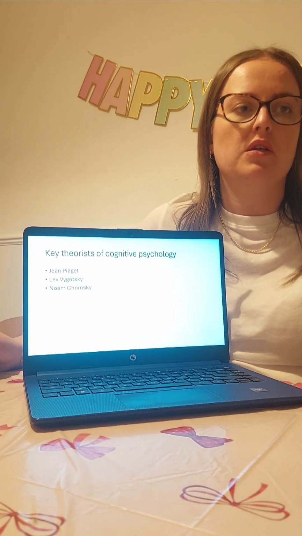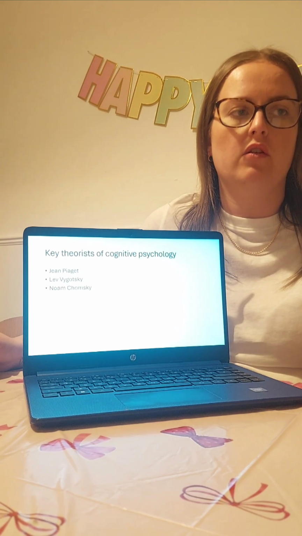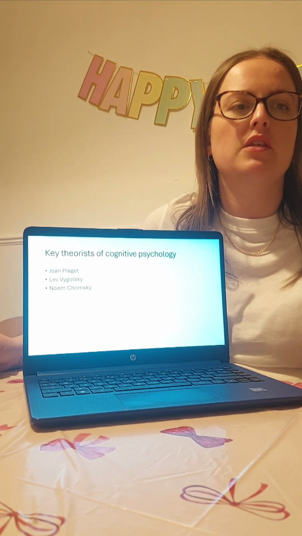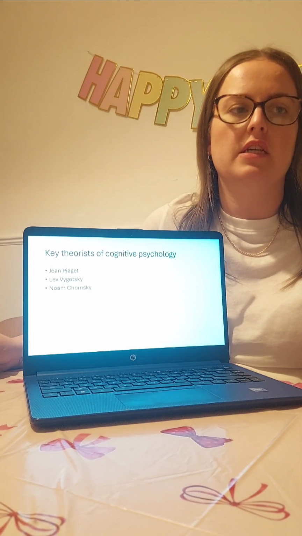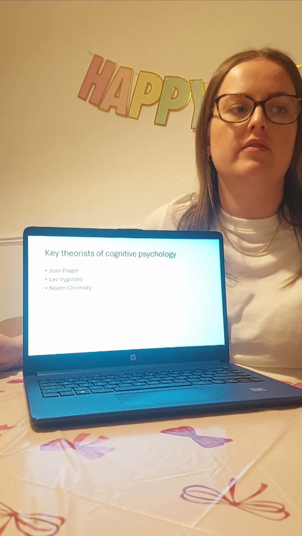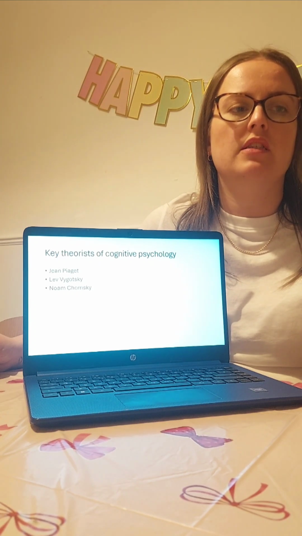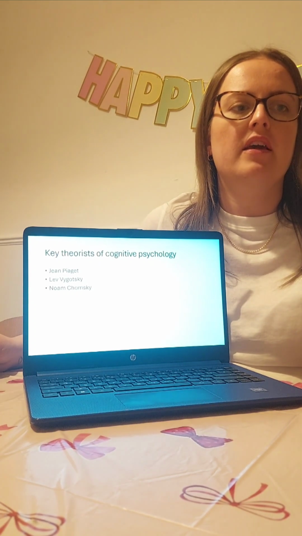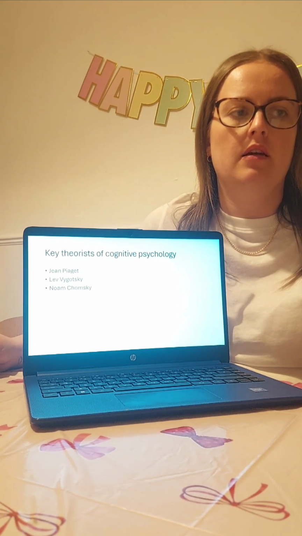Now we're going to explore some of the key theorists of cognitive psychology. Jean Piaget. Piaget is one of the most influential figures in cognitive psychology and developmental psychology. He is best known for his theory of cognitive development in children, which emphasises that cognitive abilities develop in distinct stages. Piaget identifies 4 stages.